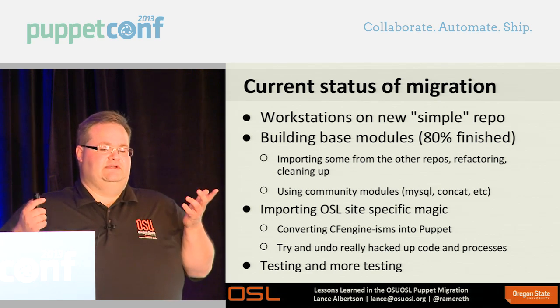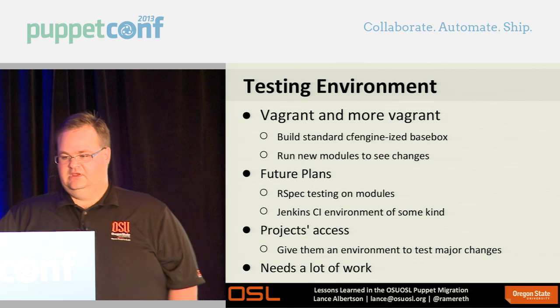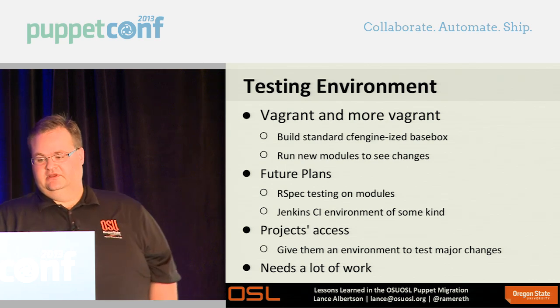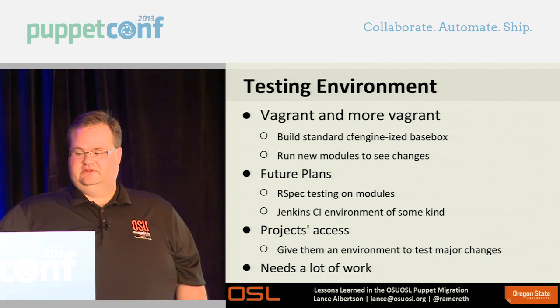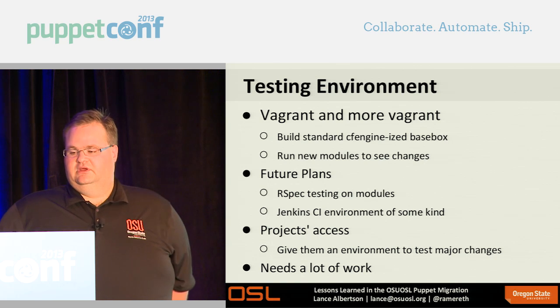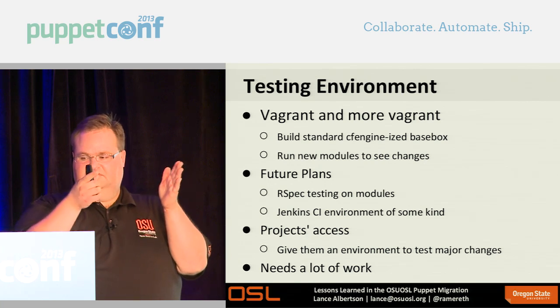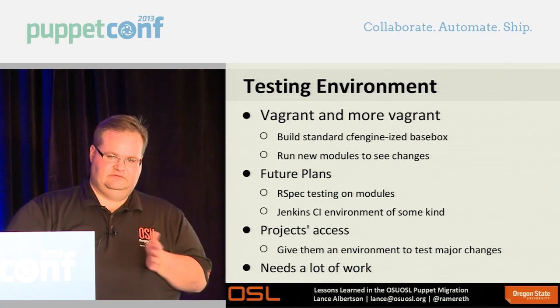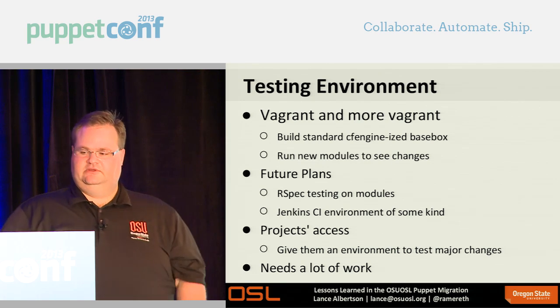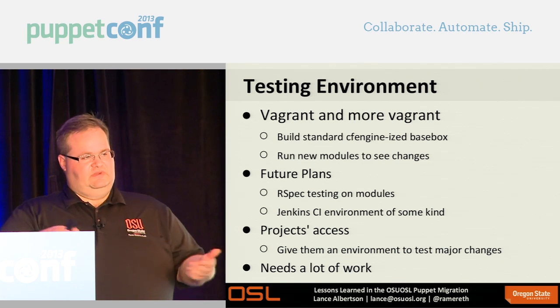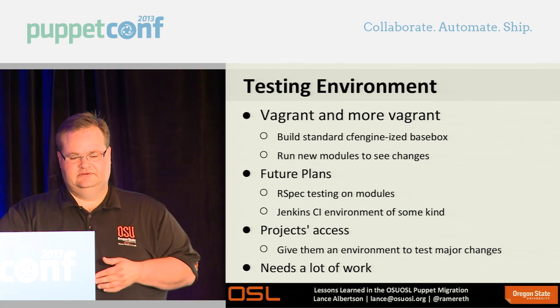And just doing more testing and more testing and more testing. And like I say, the testing environment, Vagrant and more Vagrant, that's really important, as you all probably know. We have the CFengine standardized base box, and then run it against Puppet and make sure it does everything correctly. We keep adding more modules and trying things out.